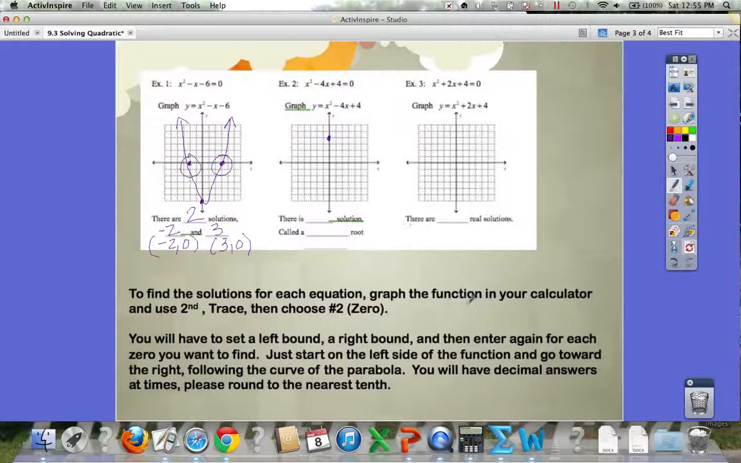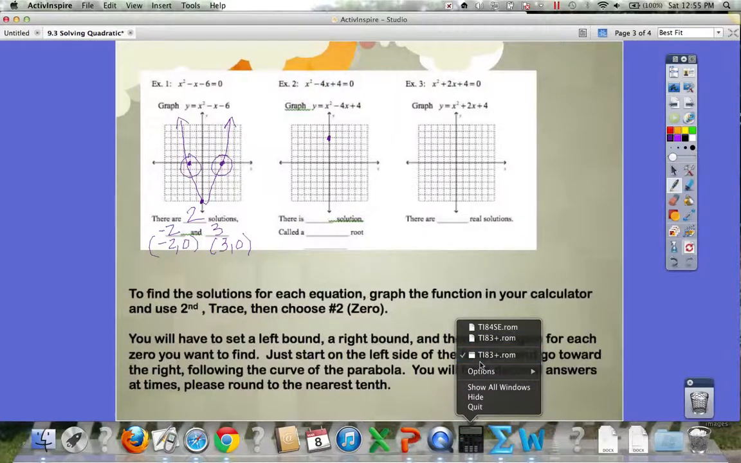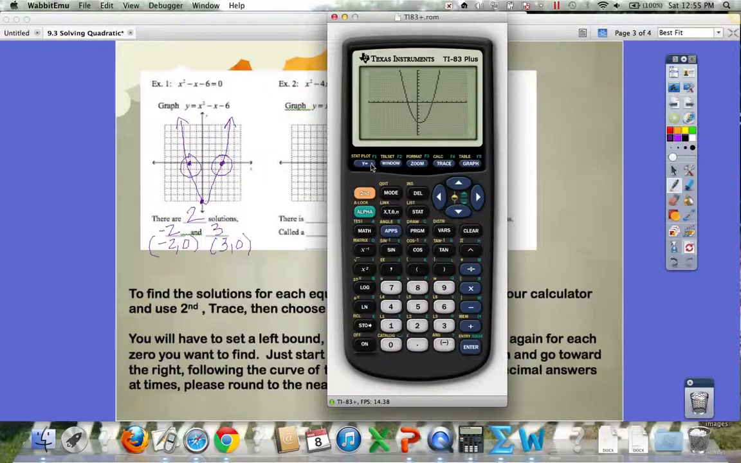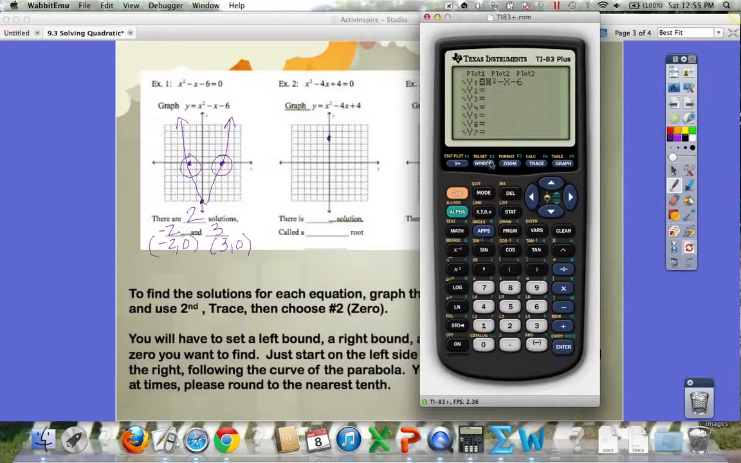That's the y-intercept. All right, helps you keep your graph in the right place. And let's go back to y equals and type in x squared minus 4x plus 4. All right, and then graph it. All right, and you'll notice that it touches right there at +2.